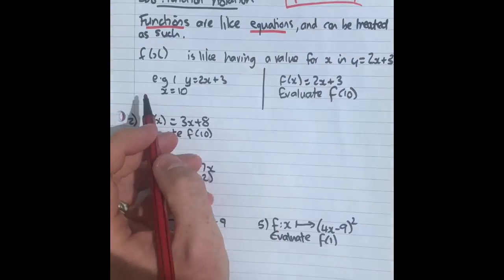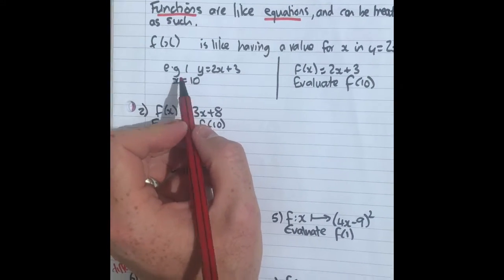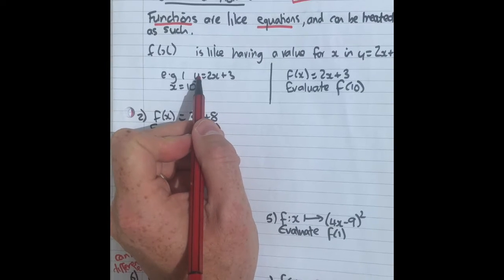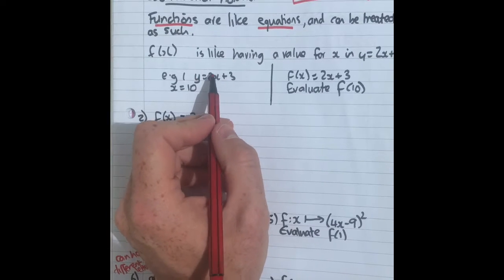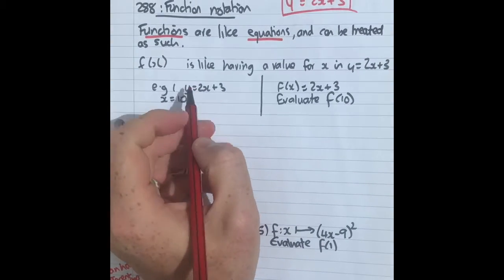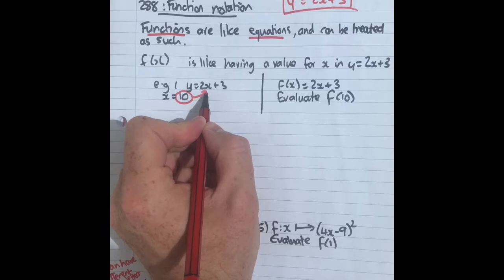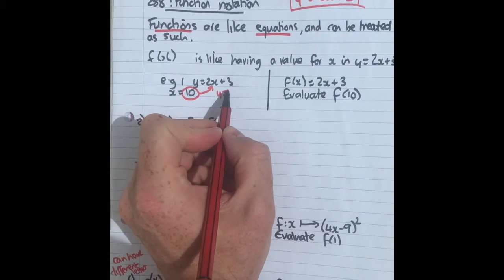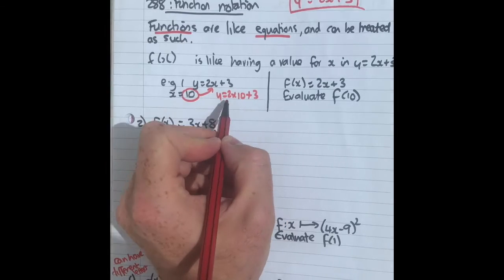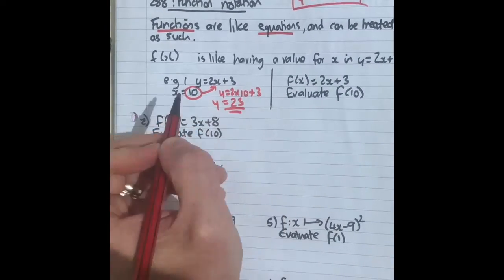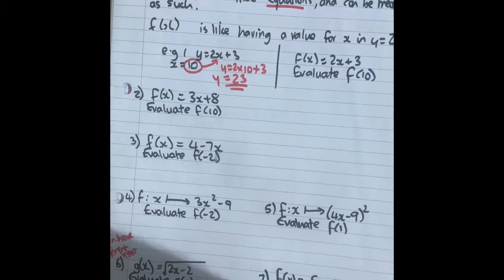So if I wanted to find, for example here, if I knew that x is 10, then what would I do to get y out? Well, this is like a straight line graph, or you could link it to sequences. So I would just take the 10, put it in where the x is, and work out an answer. So that would be y is 2 times 10 plus 3, which is 23. Okay, so we've done that before.